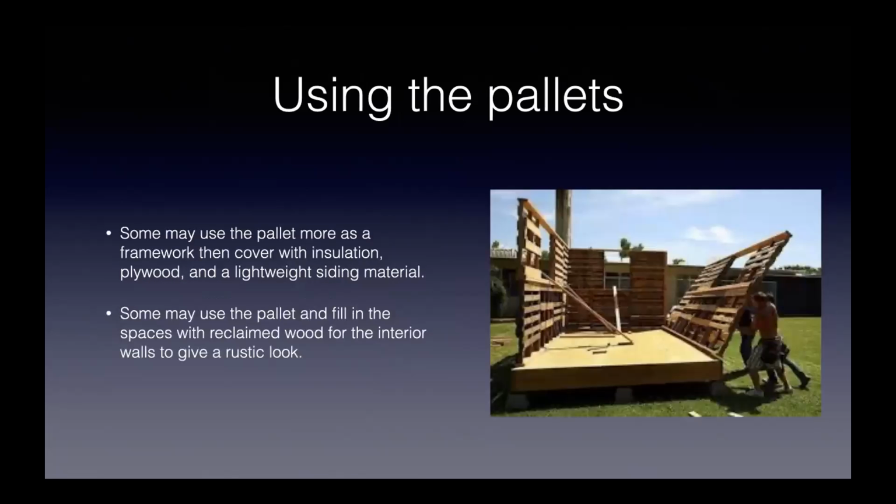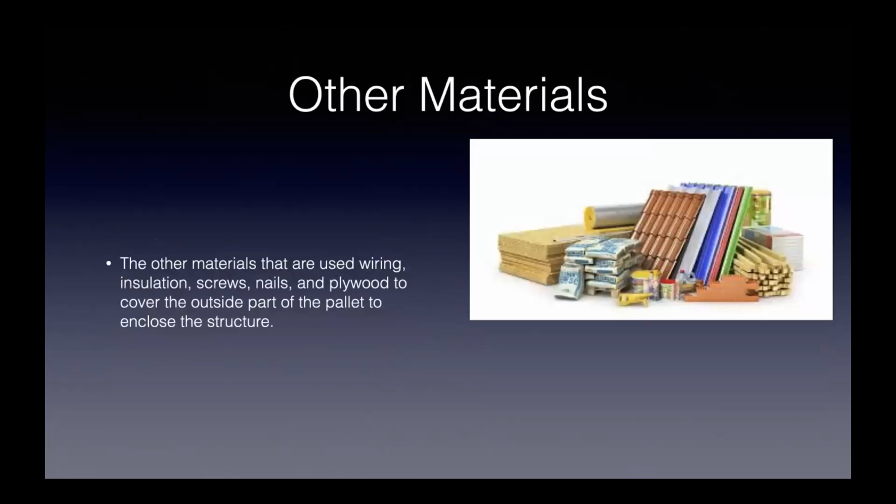When using pallets to make the skeleton or framework for your house, you can have the insulation go behind them, and then cover the insulation with plywood and the siding material on the outside. Or you can have the pallet flipped to the inside, to give it a rustic feel on the inside. Your other materials would be the wiring, piping, insulation, screws, and nails, and plywood for the exterior of the house to enclose the structure.